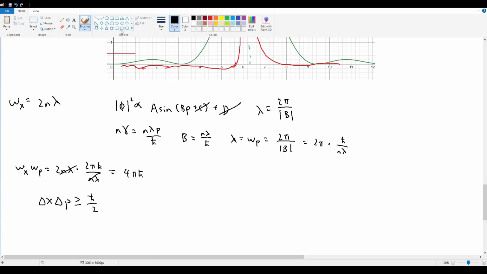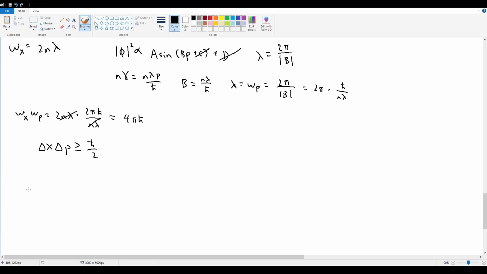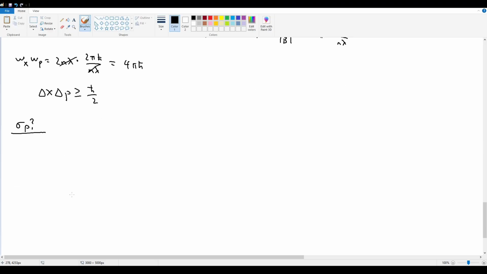Okay, for the final part of this question, it is asking us, why is it that if we try to use sigma p, why does this give us an invalid result? If we approach this problem from the perspective of expectation values and sigma, sigma p, as defined in chapter 1, is equal to the square root of the expectation value of p squared minus the expectation value of p, squared.